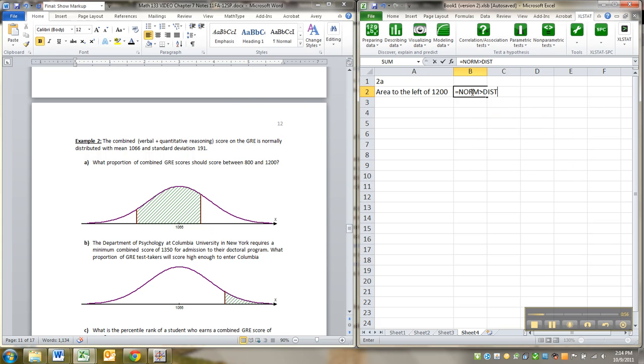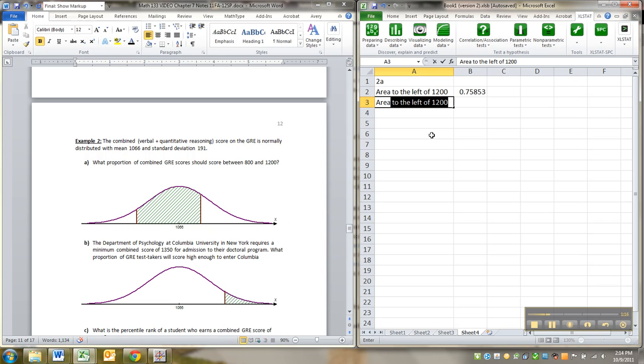dot dist, or again, just regular dist. You don't need the dot. 1200, comma 1066, comma 191. Always true for us. All right, there we go. But that's the area to the left of 1200 entirely. So that's all the shaded region plus this white region over in the left tail.